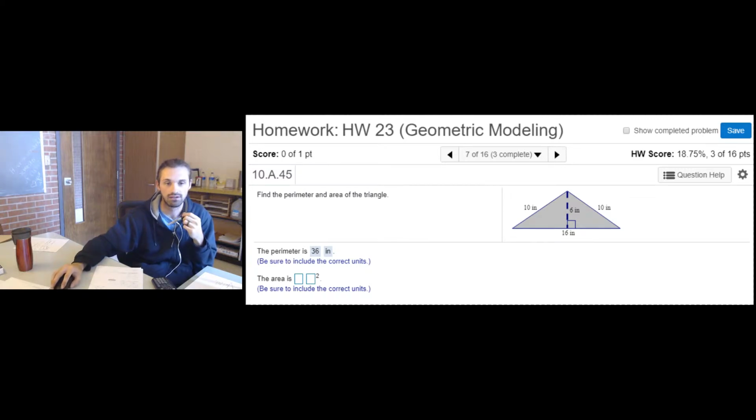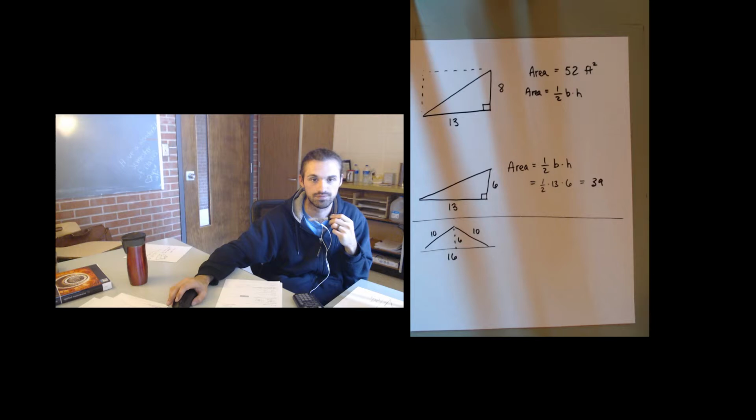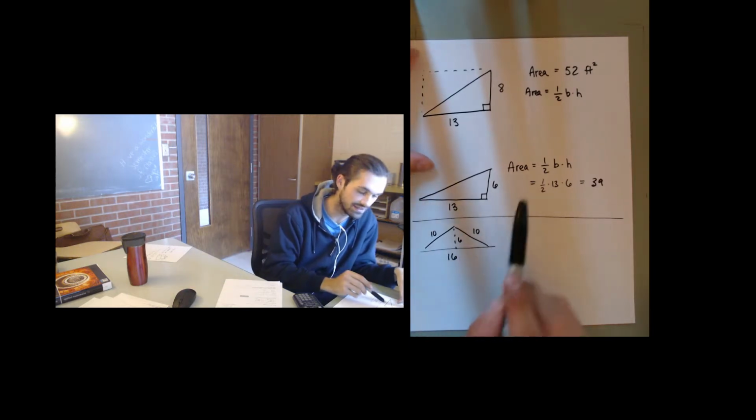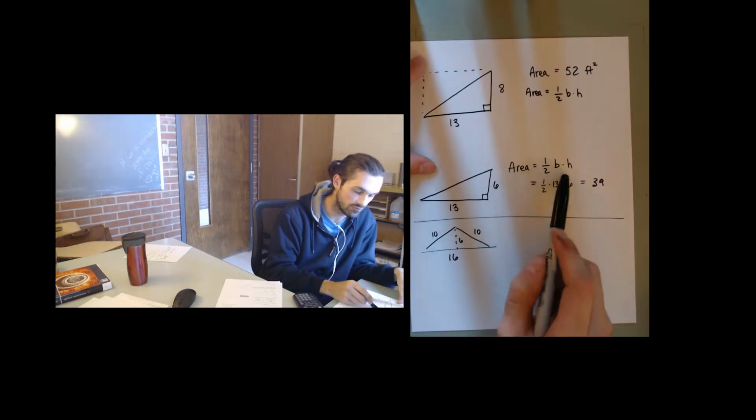So let's come back to our picture. So recall that the area of a triangle is 1/2 base times the height.